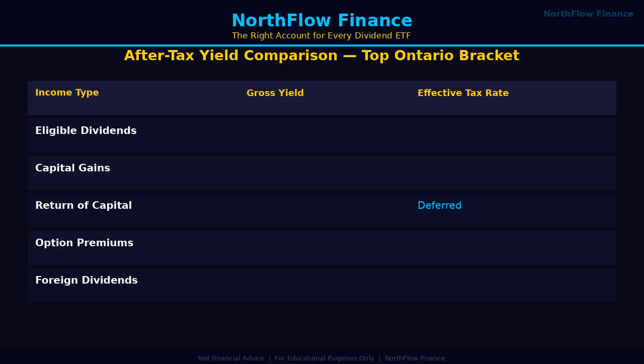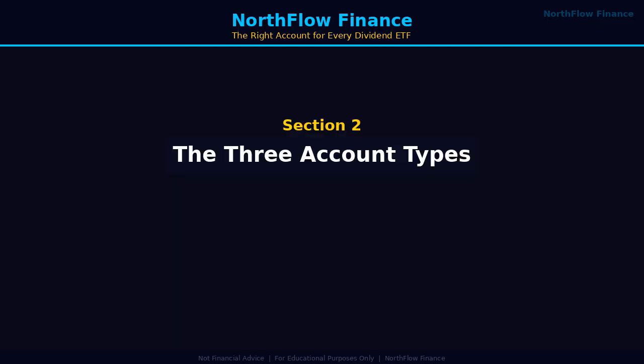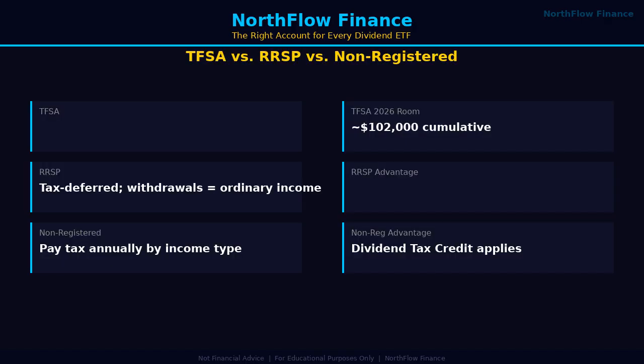Let's put those numbers side by side so you can see how dramatically account type and income type interact. Now let's look at our 3 account types and what they mean for tax treatment. The TFSA, Tax-Free Savings Account. Inside a TFSA, all investment income is completely tax-free, regardless of its type. Eligible dividends, capital gains, return of capital, option premiums, none of it is taxed, ever. The 2026 cumulative contribution room for someone who has been eligible since 2009 is approximately $102,000.